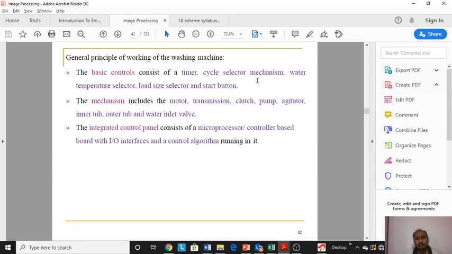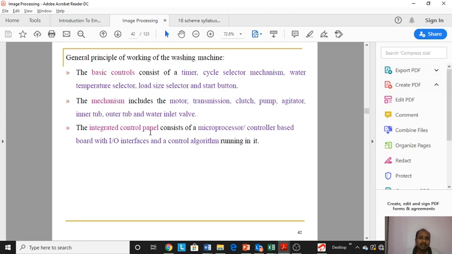Okay. Now the basic control consists of the timer, cycle selector mechanisms, water temperature selector, load size selector, and start button. So these are some few basic controls given here. The actual mechanism in the washing machine includes the motor, the transmission, the clutch, pump, agitator, inner tub, outer tub, and water inlet valve. These are all the mechanisms included in the washing machine.